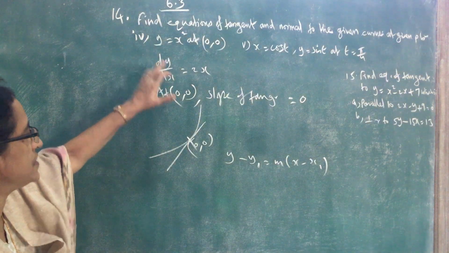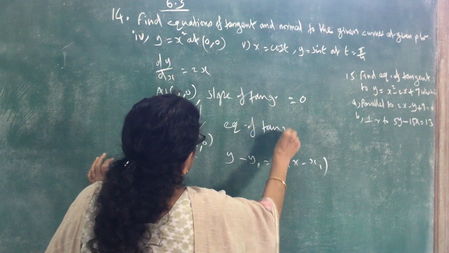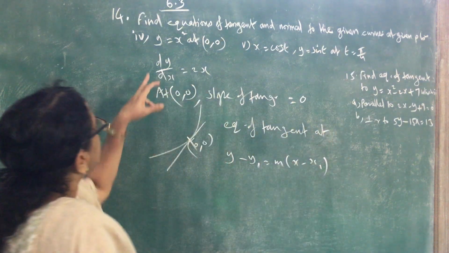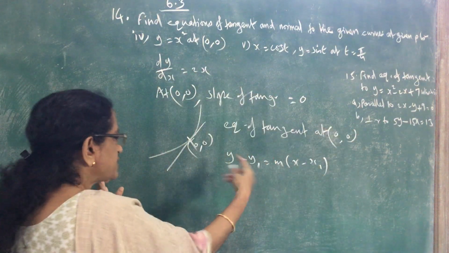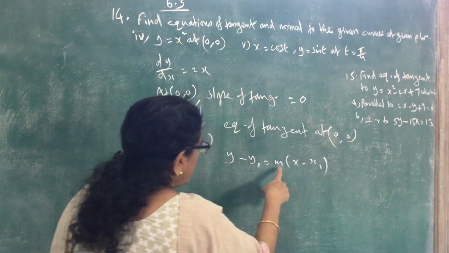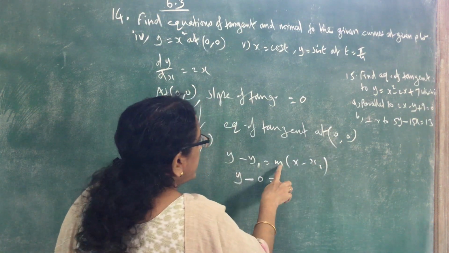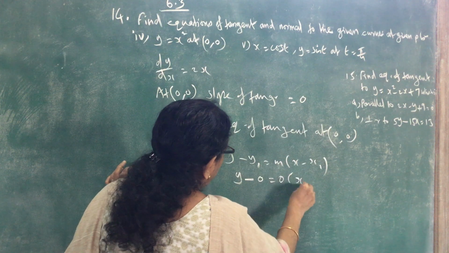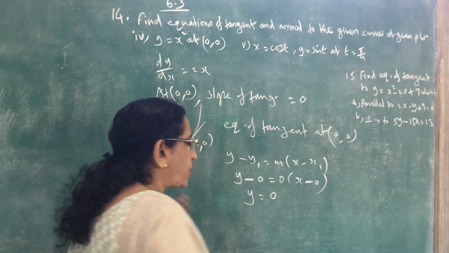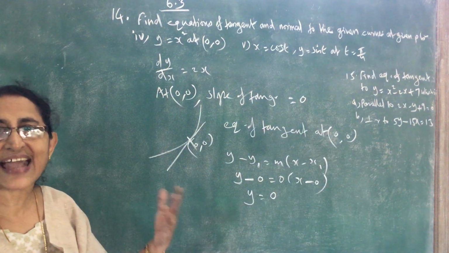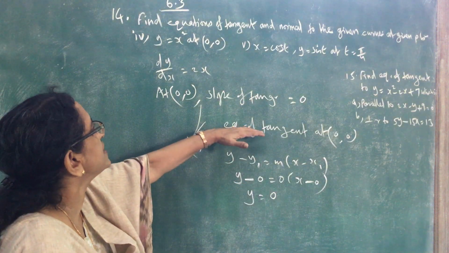Therefore, the equation of tangent at the point (0, 0). Using this formula, x1, y1 is (0, 0), and the slope of the tangent is 0. So y minus 0 equal to 0 into x minus 0. So 0 into anything means that term equals 0. So we get y equal to 0. See, y equal to 0 is nothing but the x-axis. So the x-axis, or y equal to 0, is the equation of the tangent to the curve.